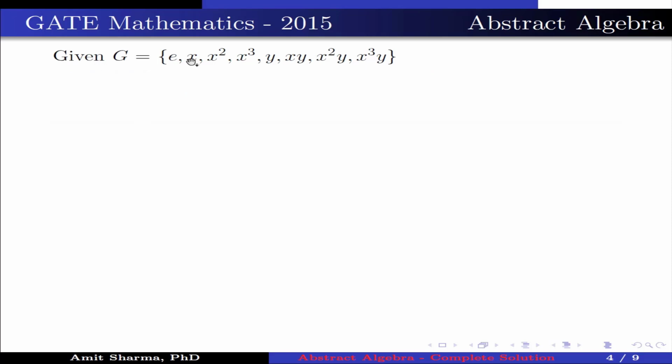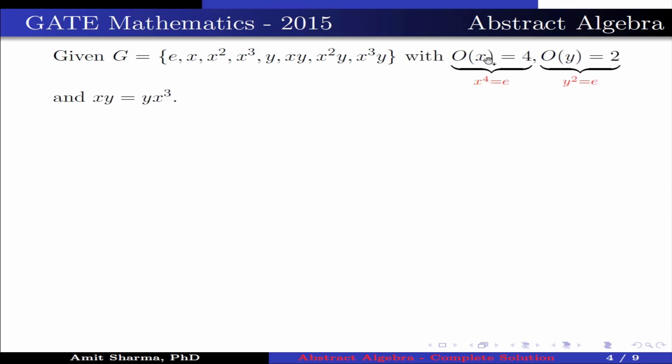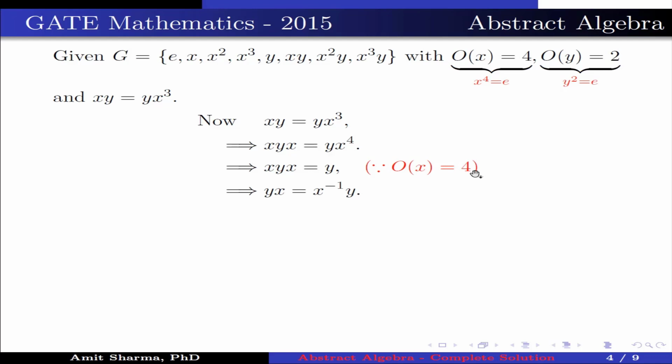Given G contains the elements e, x, x square, x cube, y, xy, x square y, x cube y, with order of x equal to 4, this implies x to the power 4 equal to identity, order of y is equal to 2, this implies y square equal to identity, and xy equal to yx cube. Now xy equal to yx cube, multiplying x on both sides, we get xyx equal to yx to the power 4. This further simplifies to xyx equal to y. Why is it so? Because order of x is 4. This implies x to the power 4 is identity. Now multiply x inverse on both sides. We get yx is equal to x inverse y.